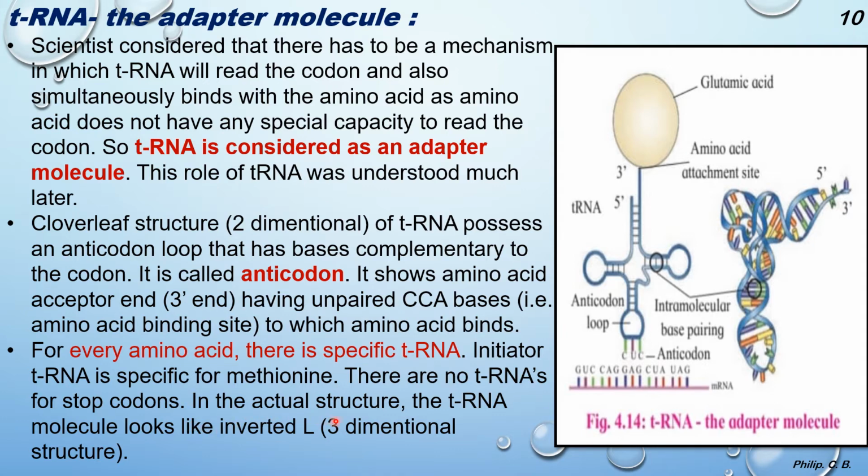In the actual structure, the tRNA molecule looks like an inverted L, a three-dimensional structure. Here you can see the image from the text, figure 4.14, tRNA, the adapter molecule. Here you can see the anticodon loop, the anticodon, and the mRNA that the tRNA binds with. Then the intramolecular base pairing, and the amino acid binding site, glutamic acid. Further, you can see more animation images showing how the mRNA, where the codons are present, and the anticodon, that is the adapter molecule, connect, which helps in the formation of the polypeptide chain. And as we just read, you can see how this adapter molecule looks like an inverted L. Clear?